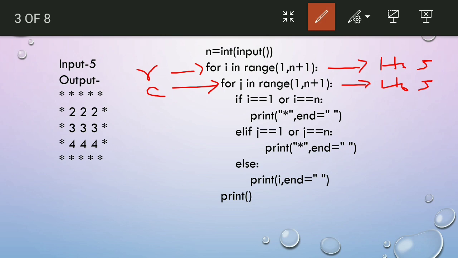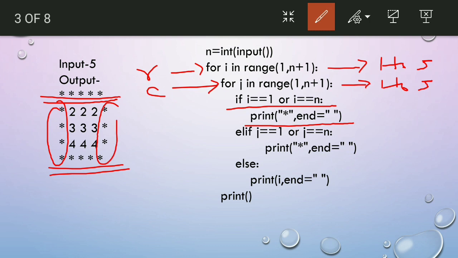What is our condition? If this is the first row or the last row, that is if i is equal to the first row or i is equal to the last row, then we need to print the star in all. For the rest, if j is equal to 1 or j is equal to the last one, then we need to print the star. Same as the previous condition where we are printing the numbers, here we are printing the star. Other than that, in the middle, we will print the value of i. So here the i value is printed, and in the rest of that one, the star value will be printed.